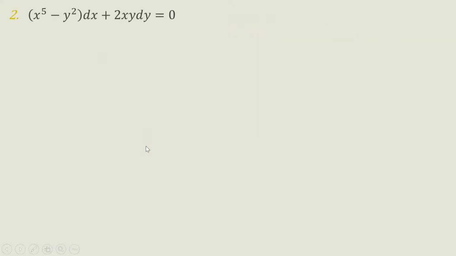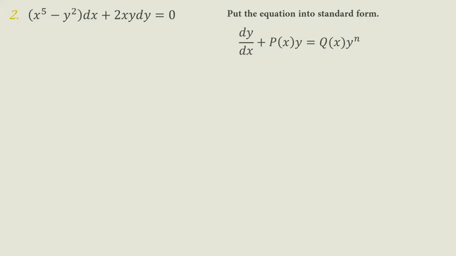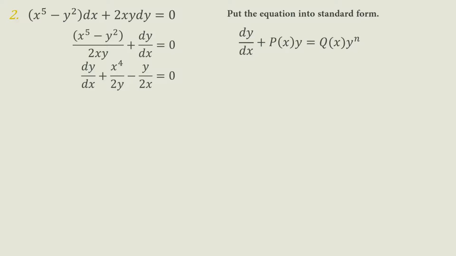Next example, that is the quantity of x raised to 5 minus y squared times dx plus 2xy dy is equal to 0. First step is to put the equation into standard form. And so we have to divide all terms by 2xy. So that is the quantity of x raised to the 5th minus y squared all over 2xy plus dy over dx. And then separating the two terms here, the x raised to the 5th and the y squared. So that will be plus x raised to the 4th power over 2y minus y over 2x.